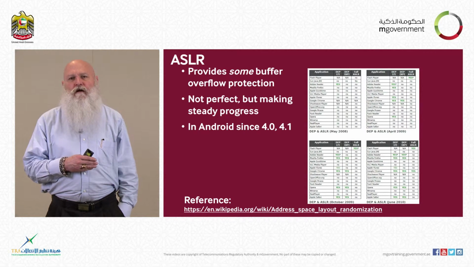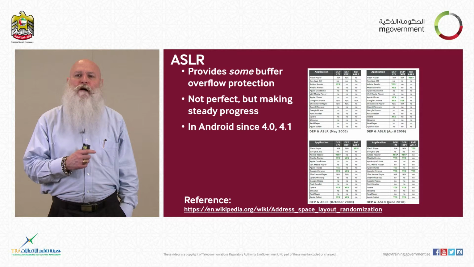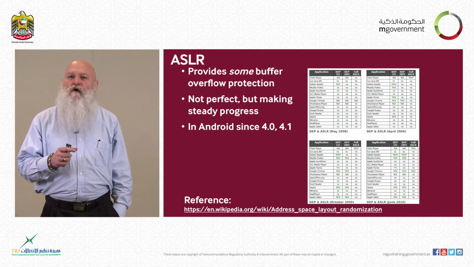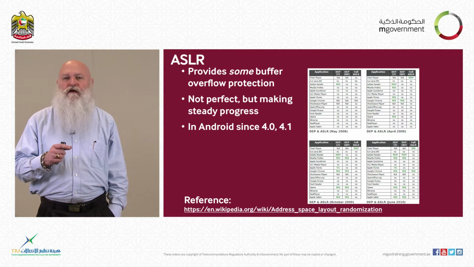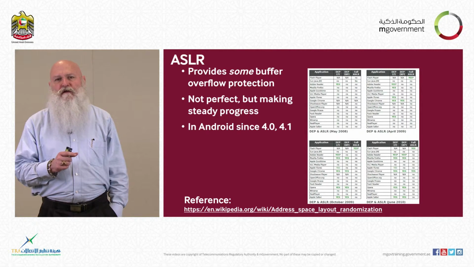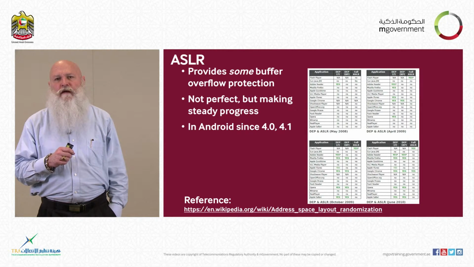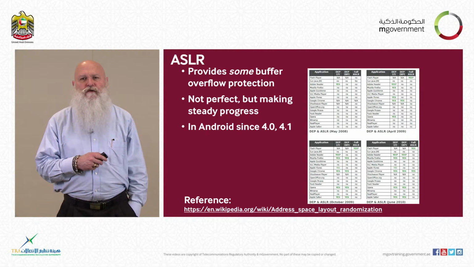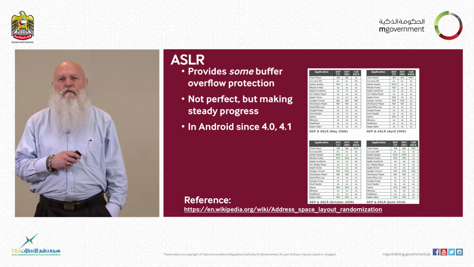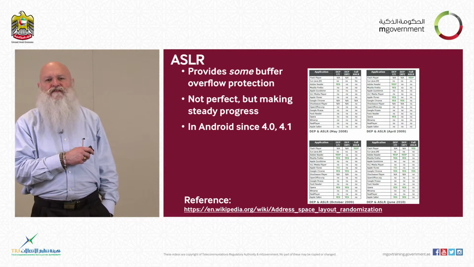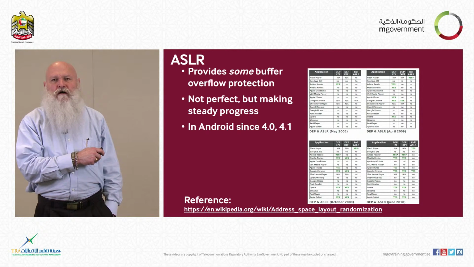When an attacker attempts to exploit a buffer overflow by writing more bytes than are allocated for a specific buffer, it will go into random portions of memory, and he will not easily be able to predict where his malicious code goes in the memory as it's allocated. ASLR has been part of Android since version 4 and 4.1 of the operating system, and references on the details of ASLR are at the bottom of the slide.